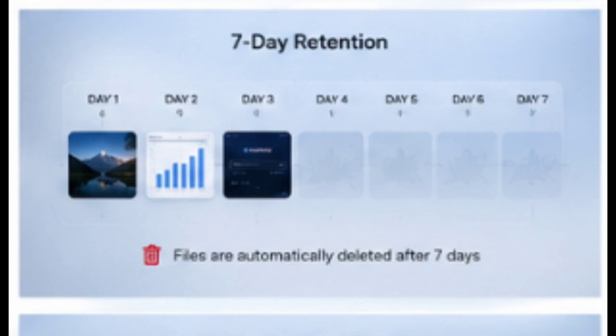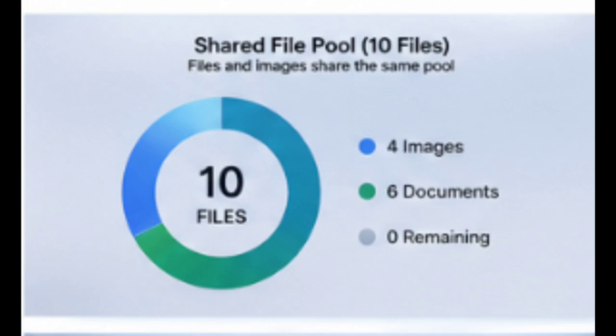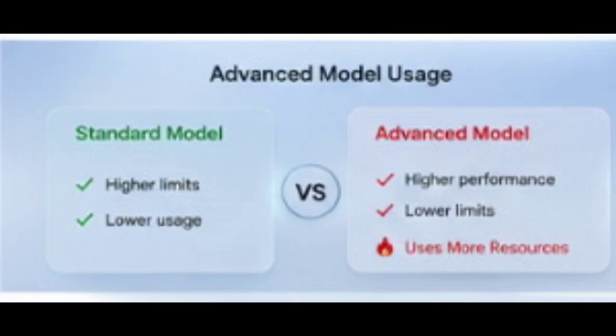Now let's talk file size, because this trips people up constantly. Every file, including images, has a 50 megabyte ceiling. If you're uploading a massive uncompressed photo straight from a modern phone or a high-res scan, you can blow past that without realizing it. The fix is simple: compress before you upload. A slightly smaller file uploads faster and processes faster, with basically no loss in what the model can read from it.